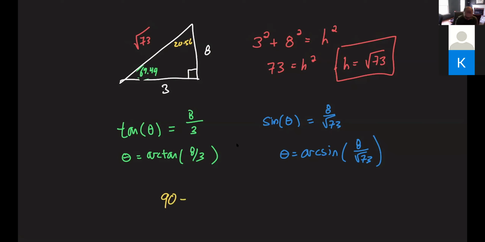So you could do 90 minus 69.44, and you should get 20.56. That's how you could compute the other angle there. And these are all degree measures.